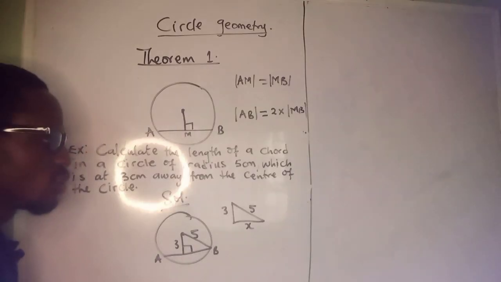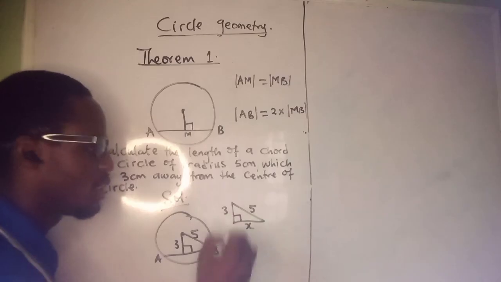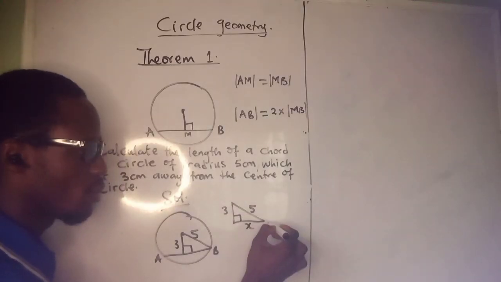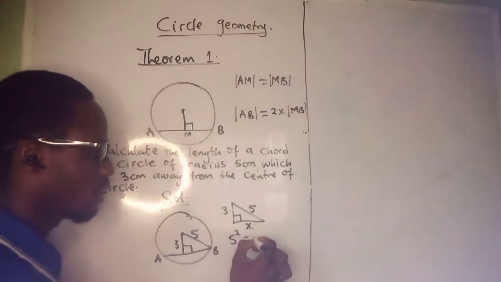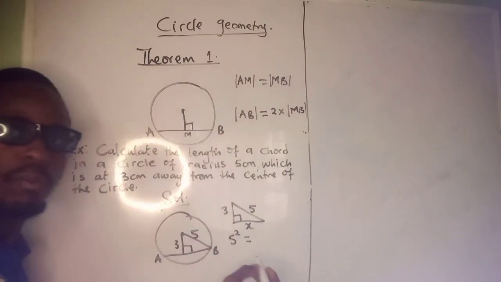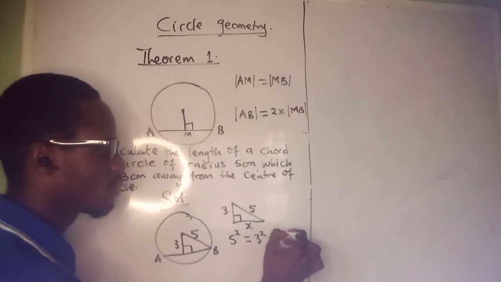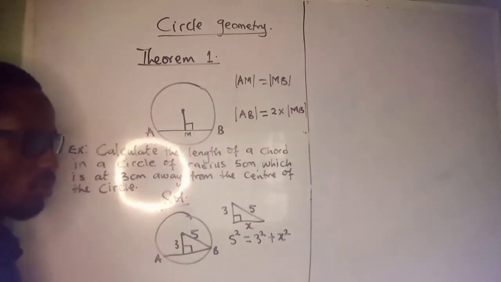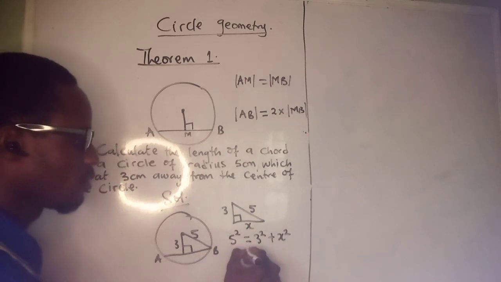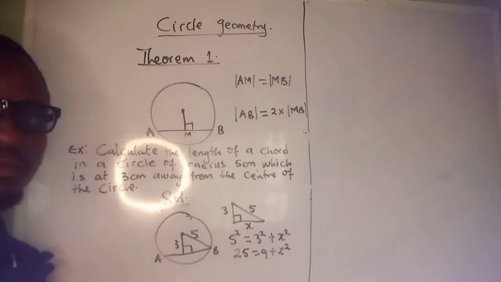Okay, so in order to solve for x, the rule that binds the right angle triangle is Pythagoras theorem, which says that the hypotenuse squared, so that is 5 squared, is equal to opposite squared. So you can take 3 or x to be opposite. So that's 3 squared plus x squared. We just have to solve for x here. So we have 25 is equal to 9 plus x squared.